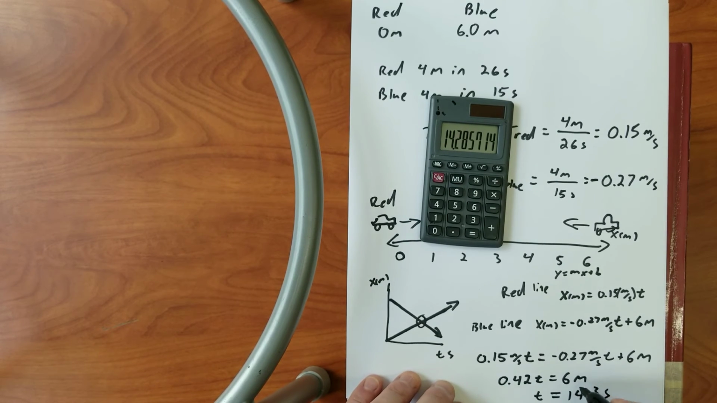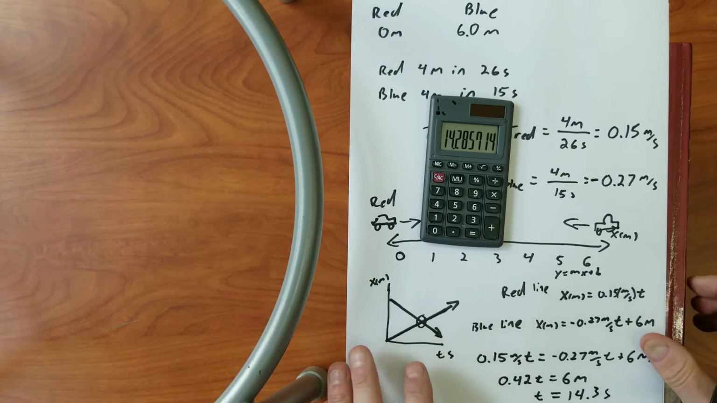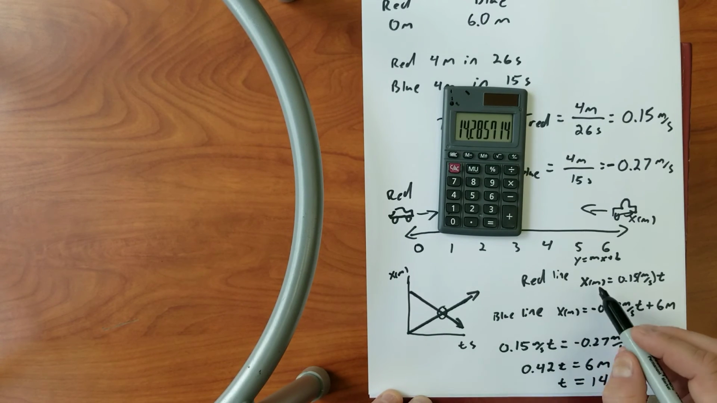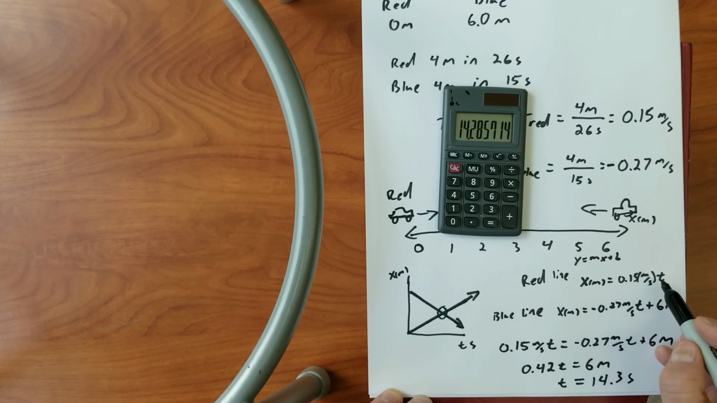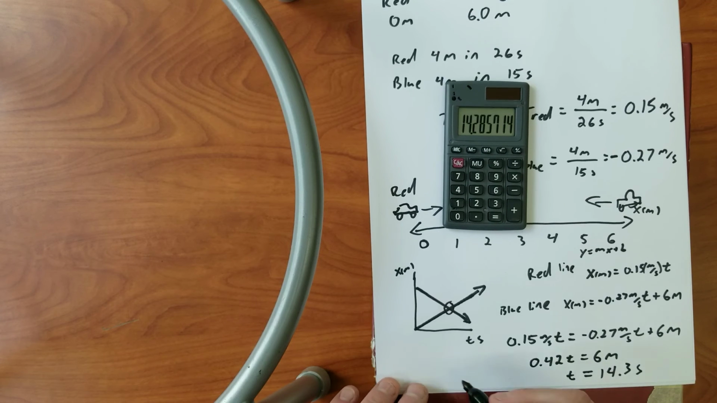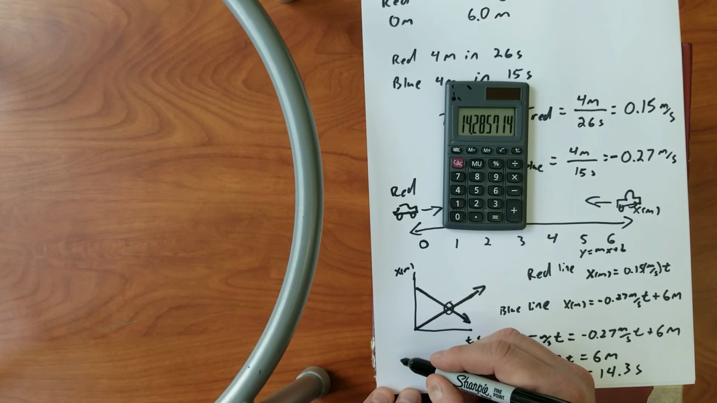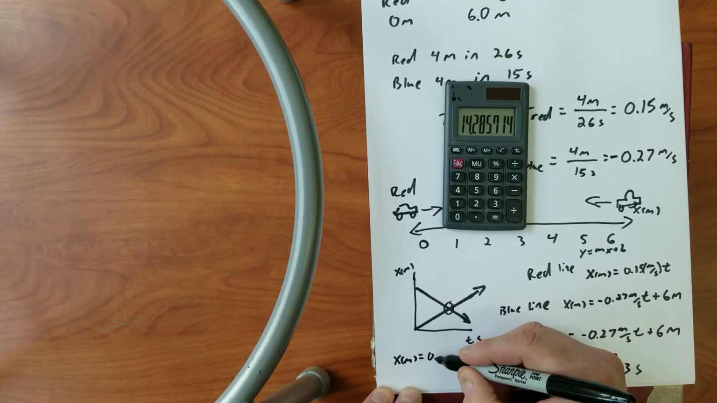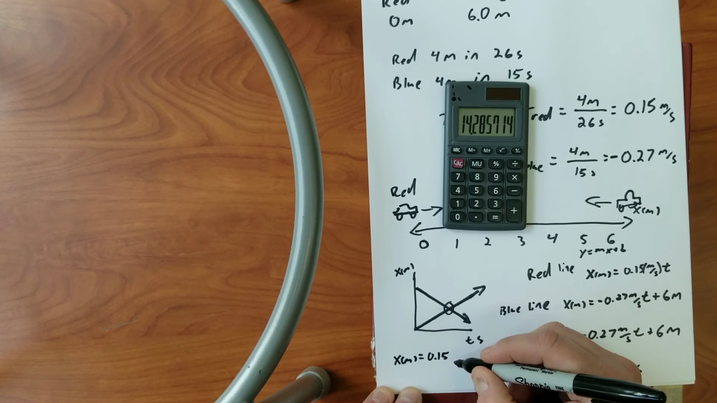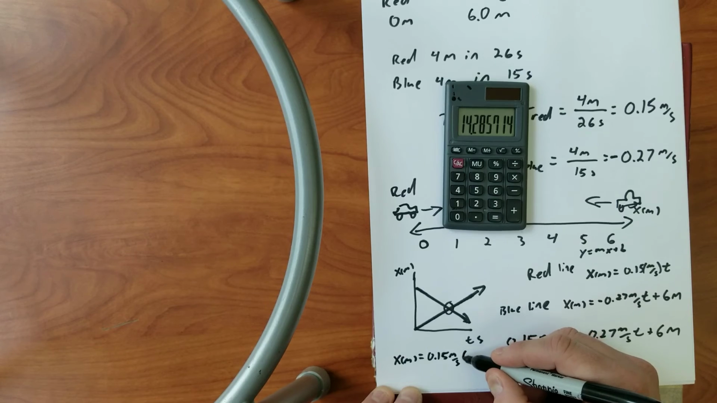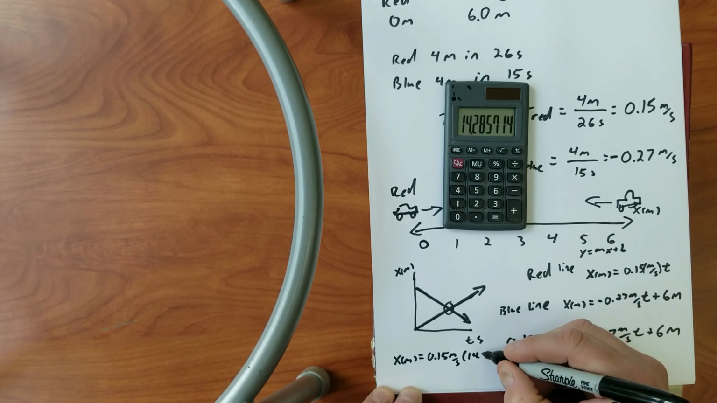So there is my time, but that's not a distance yet. In order to get distance, I just need to plug it into one of these equations. This one's easy, right? If I plug the t in this time, that'll get me the distance, where it's at. So I'm going to say x in meters equals 0.15 meters per second times this time that I calculated, times 14.3 seconds.